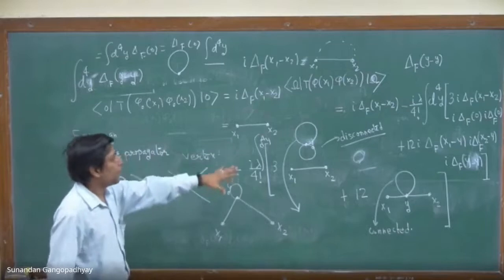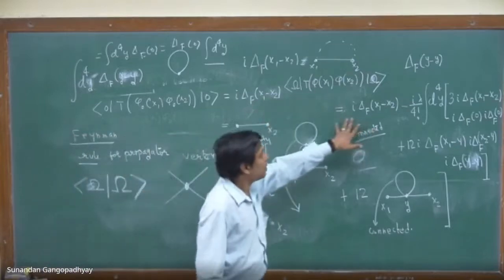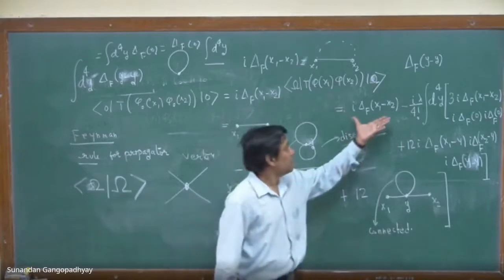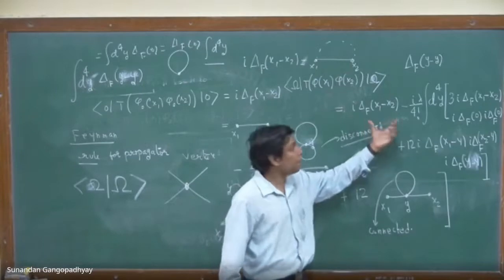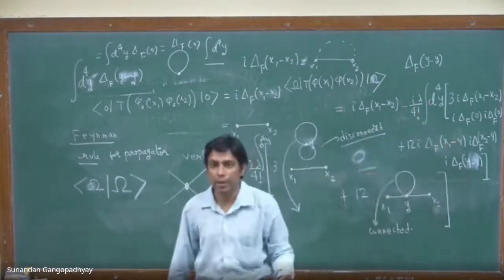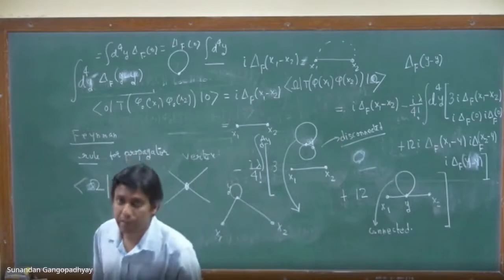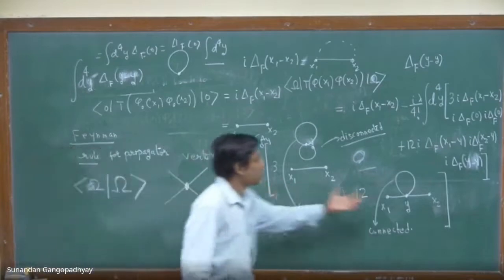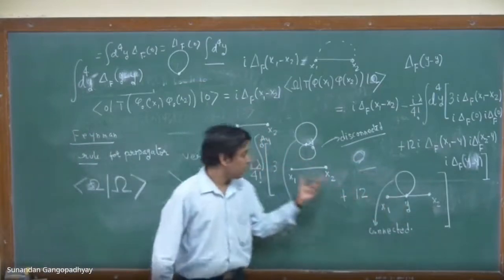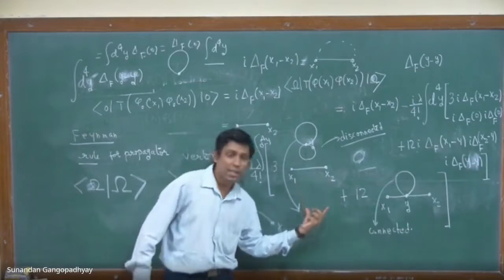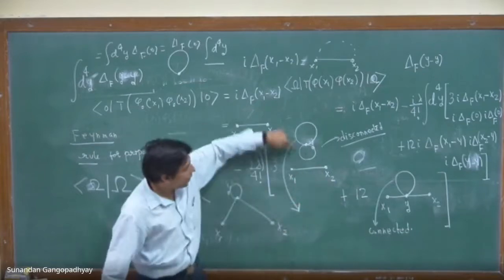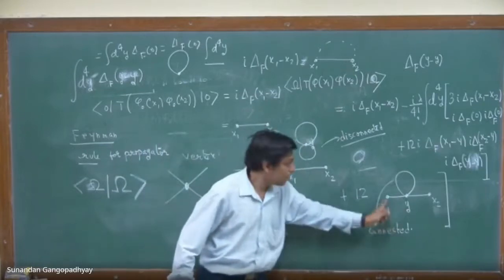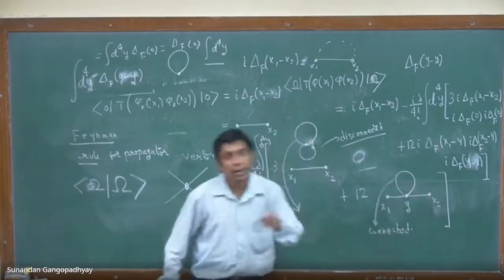So that interacting propagator comes out, in terms of the free theory propagator, as equal to the free field propagator plus corrections. The corrections are due to the presence of interactions, and these are the correction terms. So you get two types of corrections. One is this correction, which is a disconnected Feynman diagram, because this part and this part of the diagram are not connected with each other. And this is a connected Feynman diagram, because this part and the bubble are connected with each other.